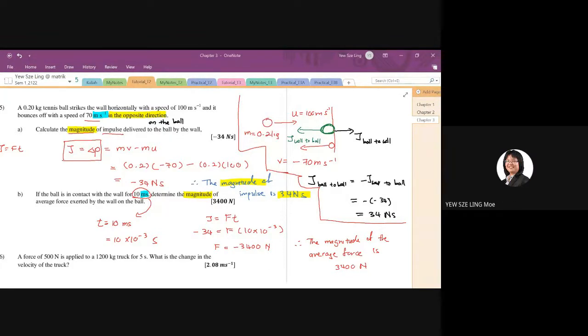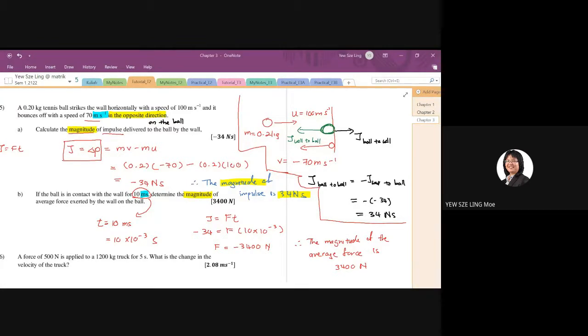Madam? Yes? I don't really understand the part J ball to wall equals to negative J wall to ball. Because of the direction. If you look at the diagram, one is going to the left, one is going to the right. And when you have two vectors, they have the same value.